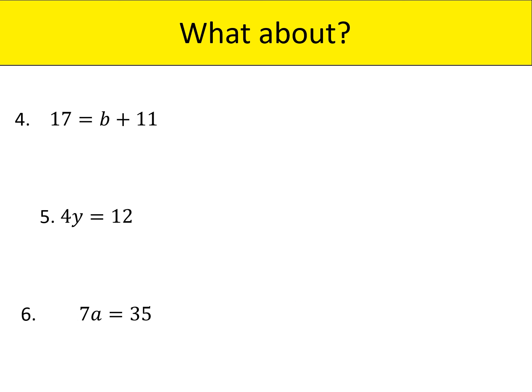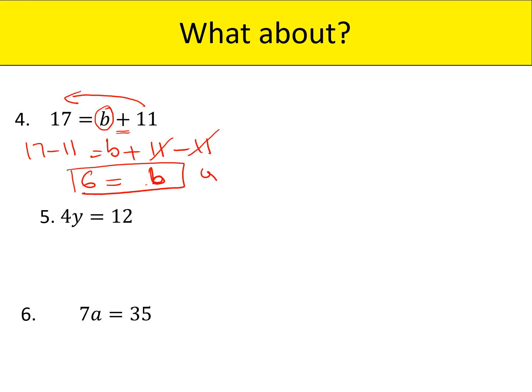In this question, 17 equals b plus 11. Because I'm finding the value of b, I'm moving 11 to the other side. It is plus 11, so I will do the inverse of plus, which is negative. So I will say plus 11 minus 11, 17 minus 11, which is 6, and the negative and positive 11 got cancelled. So b is 6, or 6 equals b. Both are the same. I can write like this or this.